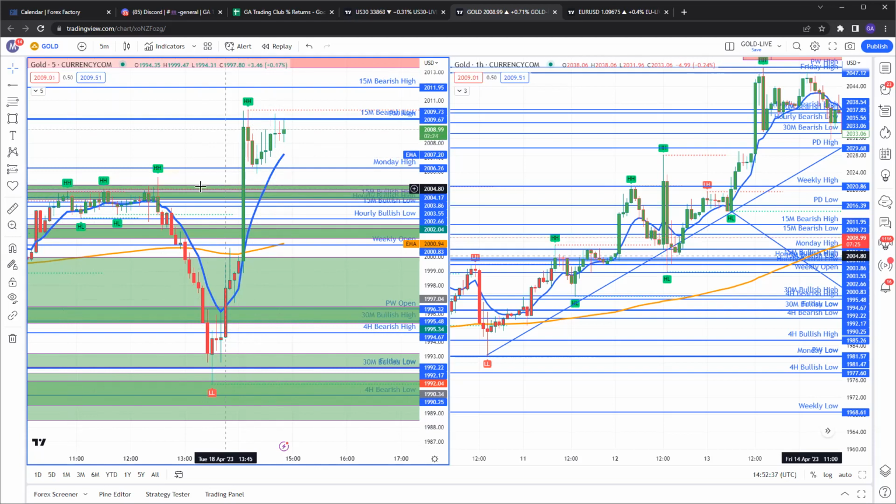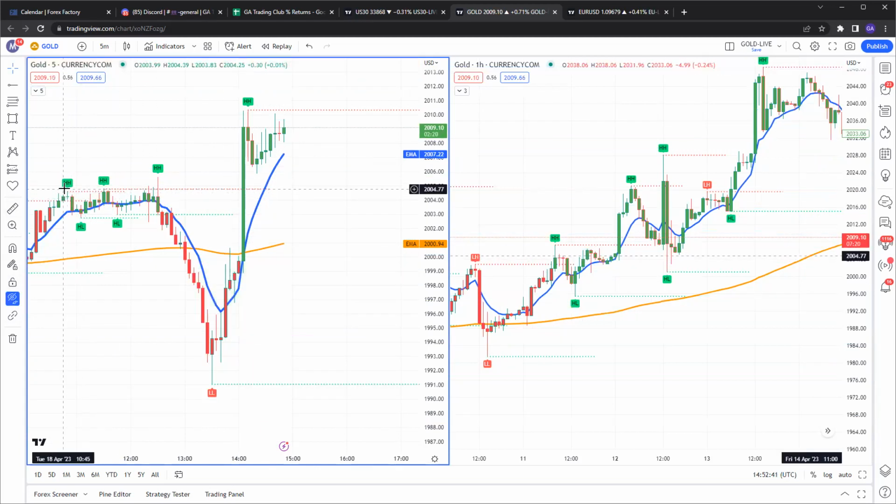Second entry would be on the retest of this structure. So if I turn this off, this structure right here, 2004. The third entry and best entry, in my opinion, would be around 2002. And if you look at it, here's where we have the hourly bullish high and hourly bullish low. And also, guess what? We also have price being supported by the 200 DMA. Yeah, so right now I am bullish on gold.